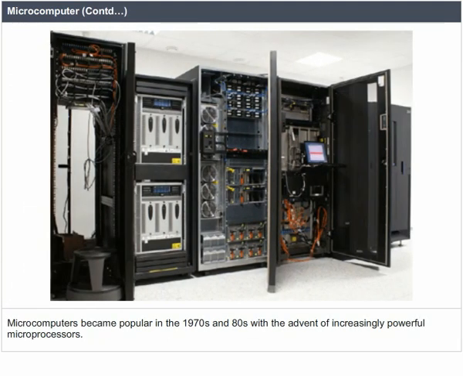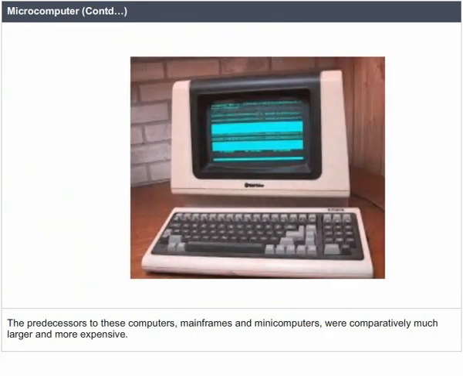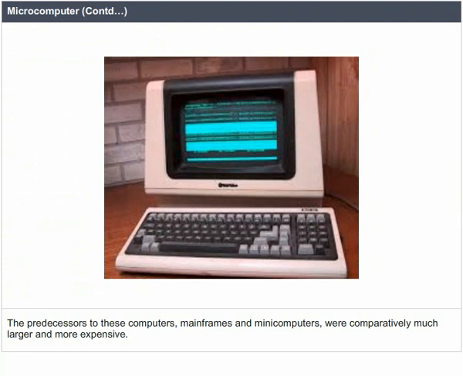Microcomputers became popular in the 1970s and 80s with the advent of increasingly powerful microprocessors. The predecessors to these computers, mainframes and minicomputers, were comparatively much larger and more expensive.